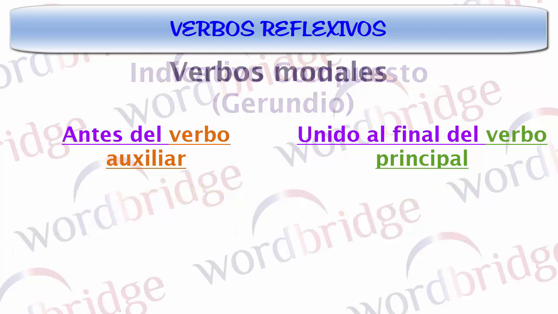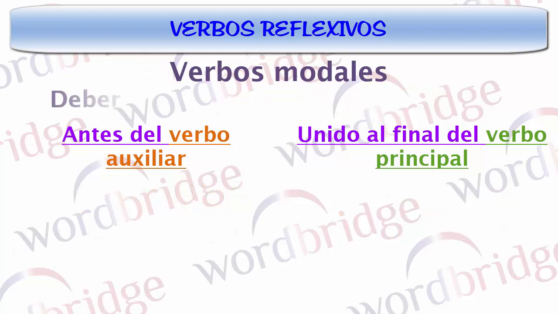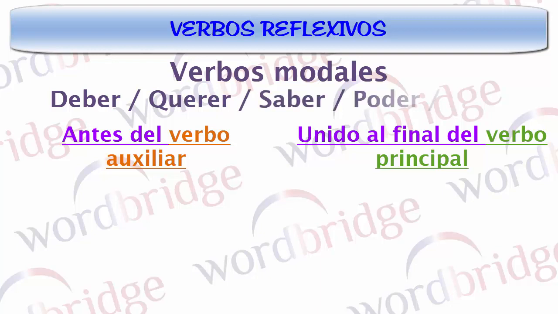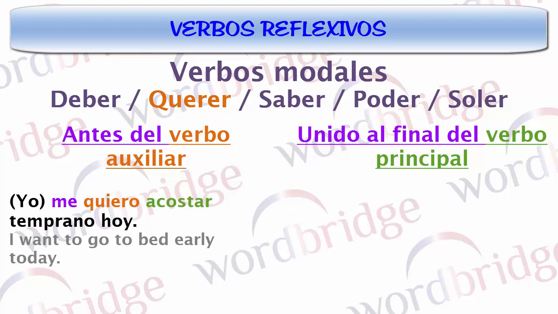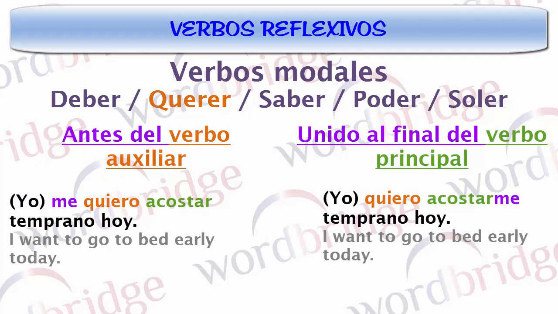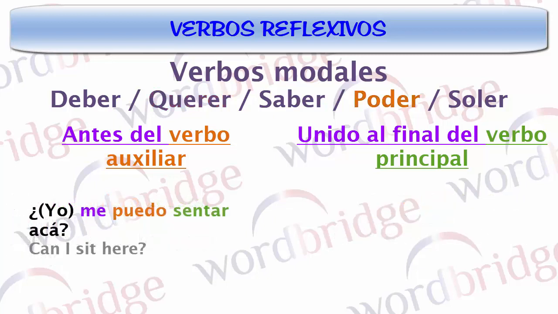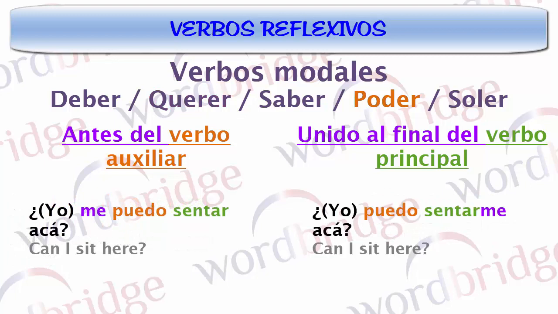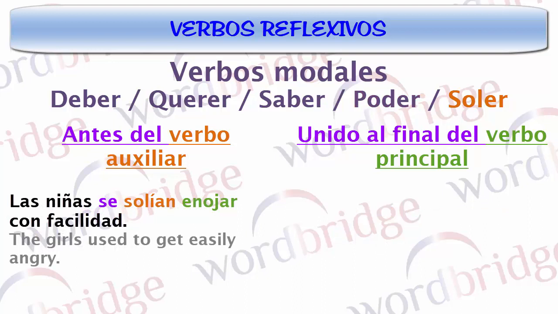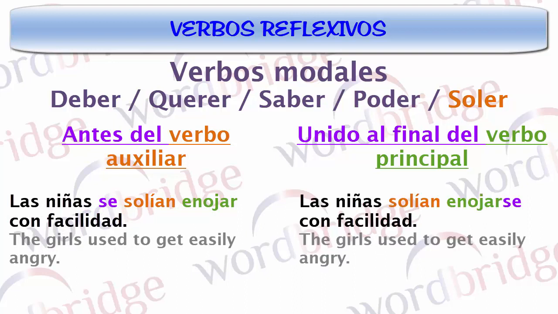The same happens for modal verbs. Deber, must or have to, querer, want, saber, know, poder, can, and soler, used to. Me quiero acostar temprano hoy. Quiero acostarme temprano hoy. ¿Me puedo sentar acá? ¿Puedo sentarme acá? Las niñas se solían enojar con facilidad. Las niñas solían enojarse con facilidad.